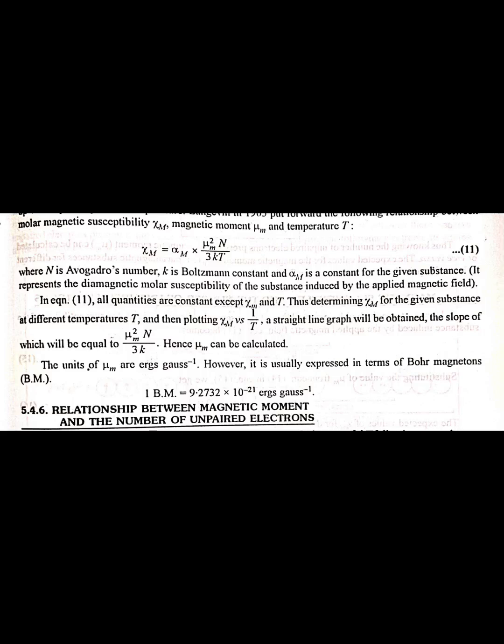In equation 11, all quantities are constant except chi m and T. Thus, determining chi m for the given substance at different temperatures T and then plotting chi m versus 1 by T, a straight line graph will be obtained, the slope of which will be equal to mu m square N upon 3k. Hence, mu m can be calculated. The unit of mu m is Gauss per Gauss. However, it is usually expressed in terms of Bohr magnetons, BM. 1 BM is equal to 9.2732 into 10 raised to the power minus 21 ergs per Gauss.